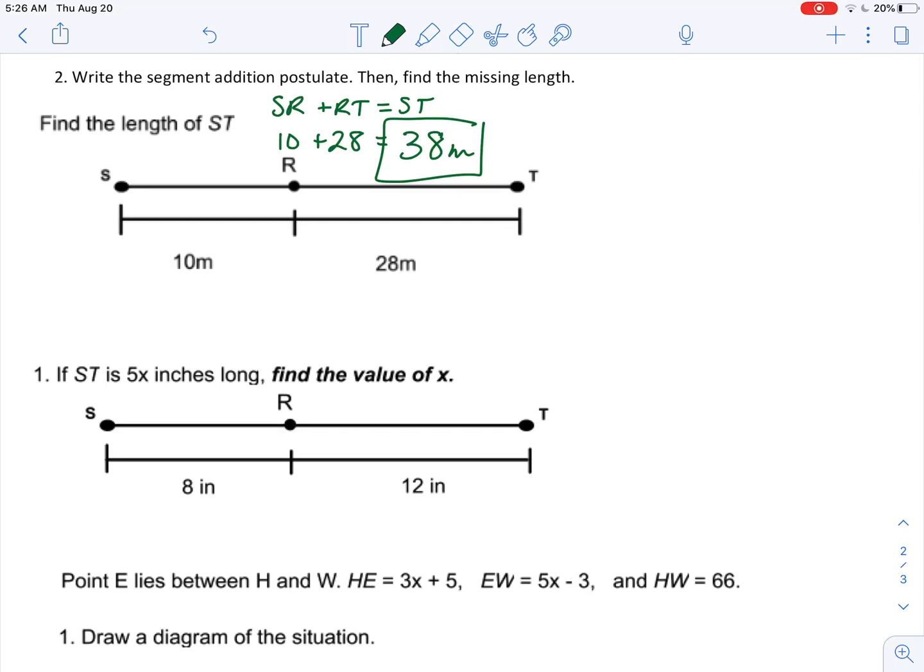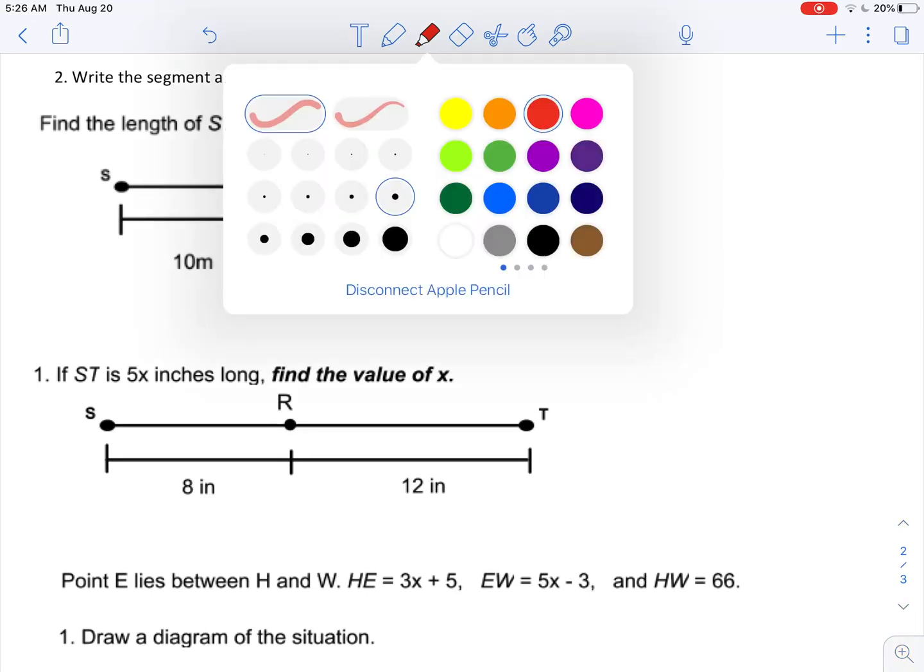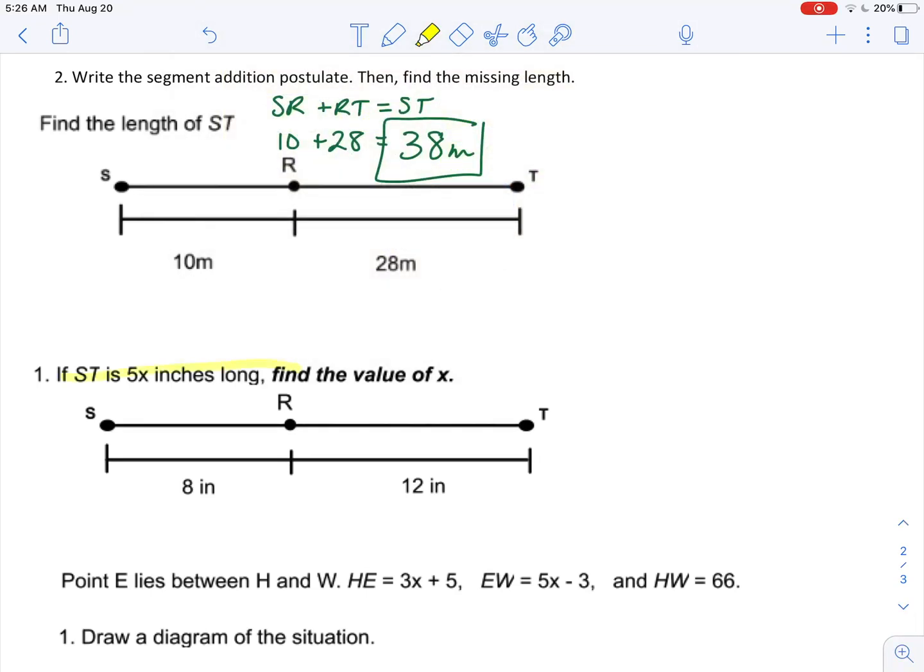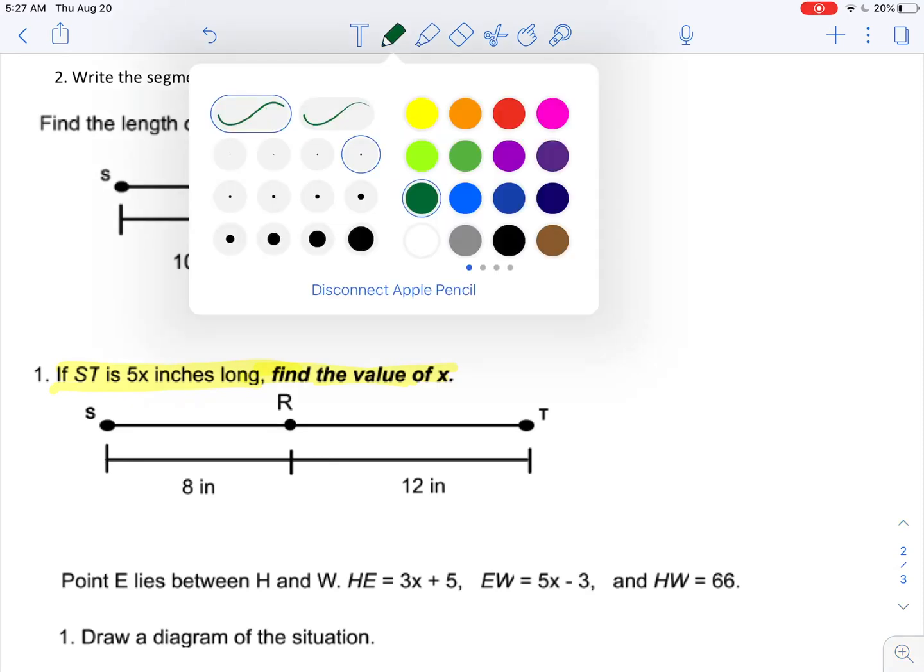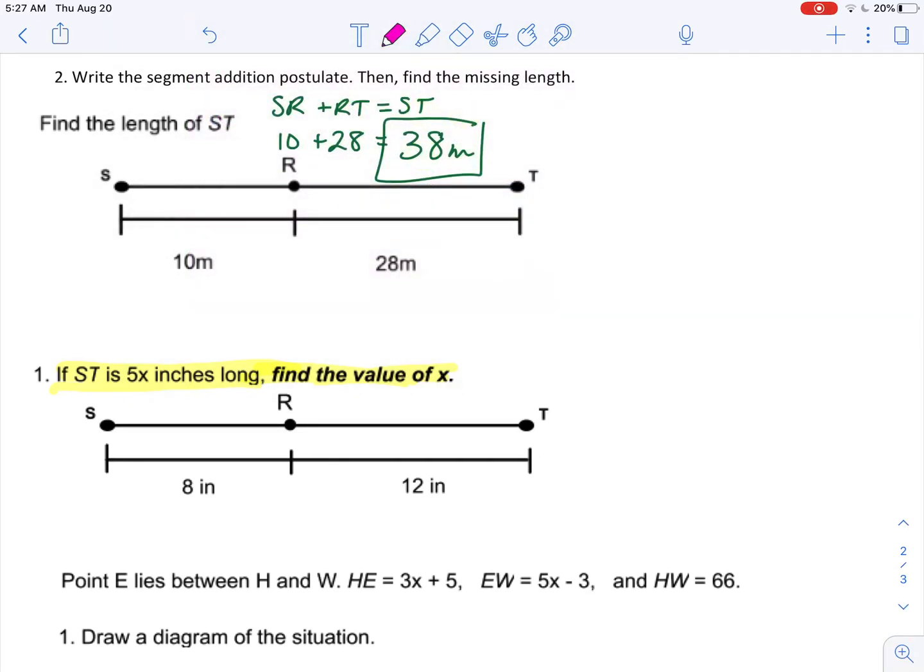And now we're given the two parts, but you've got to be very careful. Make sure you read the directions. This says if ST is 5x inches long, find x. Well, okay, that's not going to change our procedure, our process. I'm still going to write out my segment addition postulate. So I'll say SR plus RT equals ST. And we'll just fill in the values. So SR is 8, RT is 12, and ST, they said, is 5x.